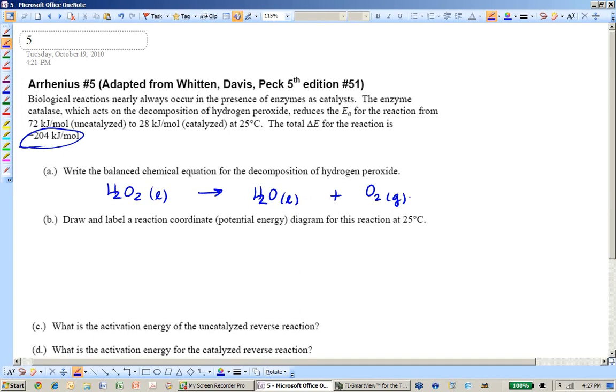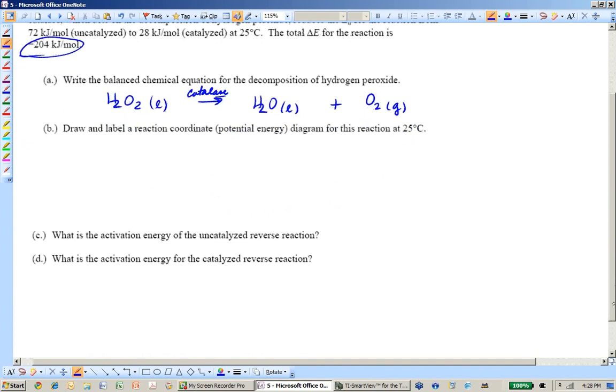All right, so easy enough, starting off with just a good balanced equation with light catalyzing that normally, but in this case they told us we're going to actually use an enzyme called catalase. Those are the ase endings that you may recall from biology for enzymes. Draw and label a reaction coordinate or potential energy diagram.